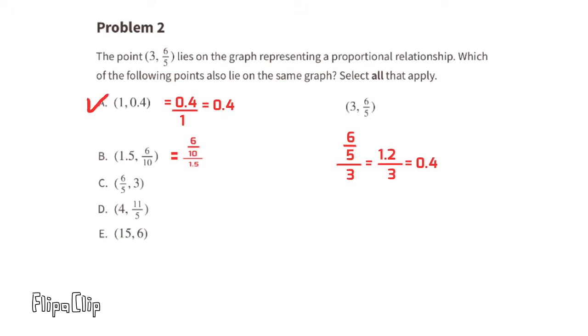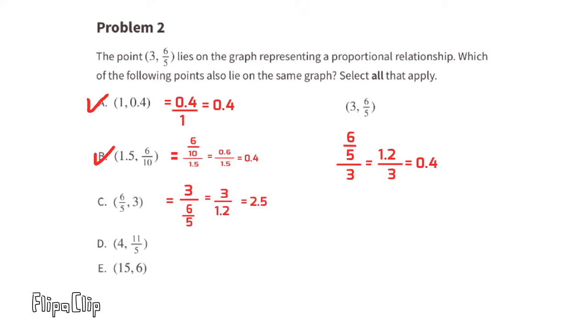The same can also be said for B. 6/10 is 4/10 of 1.5. Let's look at C. 3 is 2.5 times larger than 6/5. Since 2.5 is not the same as 4/10, these points would not lie on the same graph.